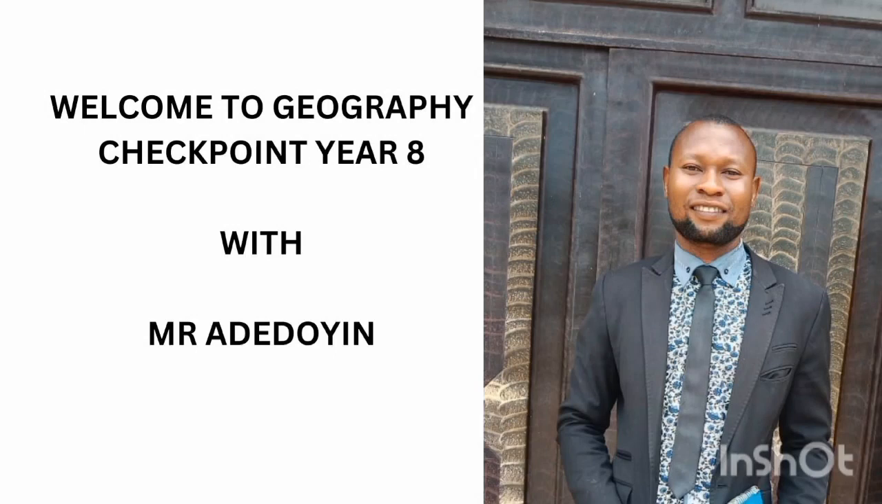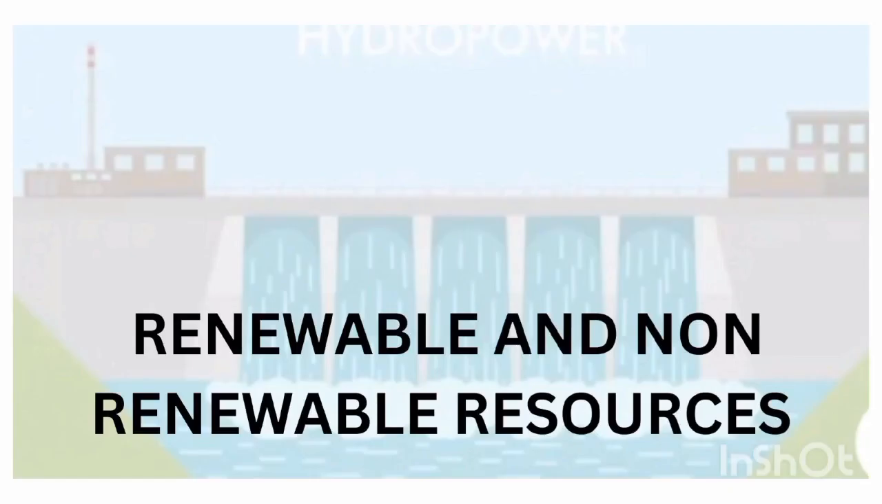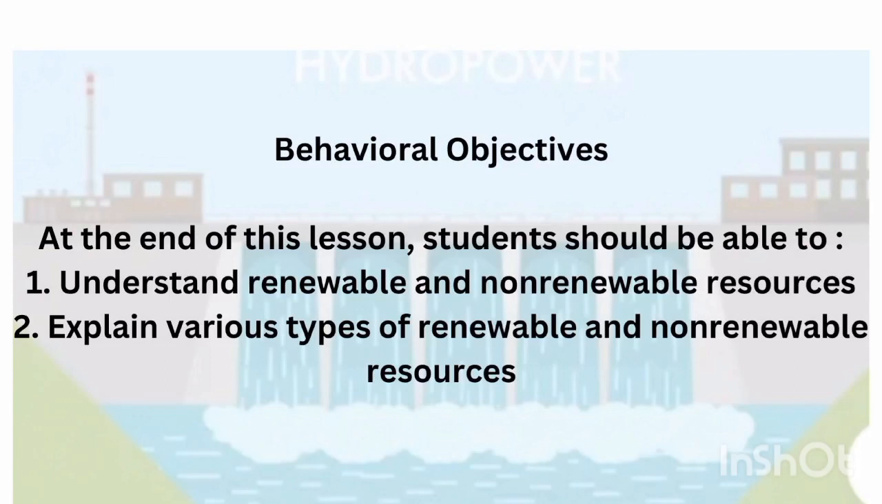In today's lesson, we are looking at another important topic, and this topic is renewable resources and non-renewable resources. Now, what are the learning objectives for this lesson? At the end of this lesson, students should be able to, number 1, understand renewable and non-renewable resources. Number 2, explain various types of renewable and non-renewable resources.